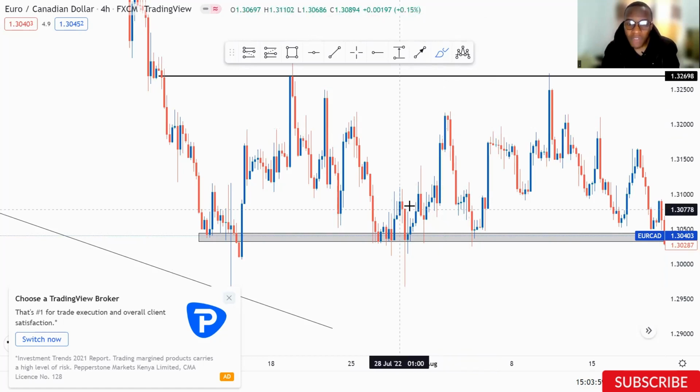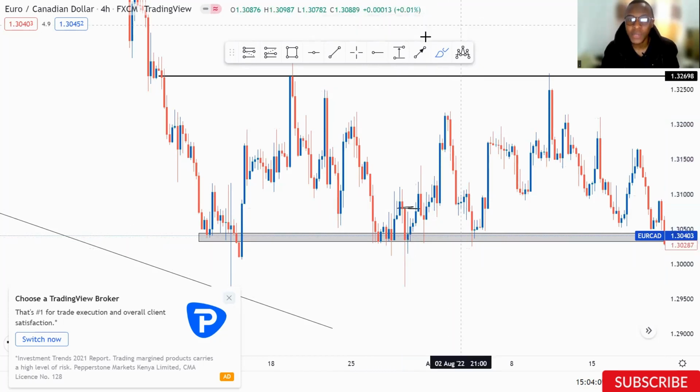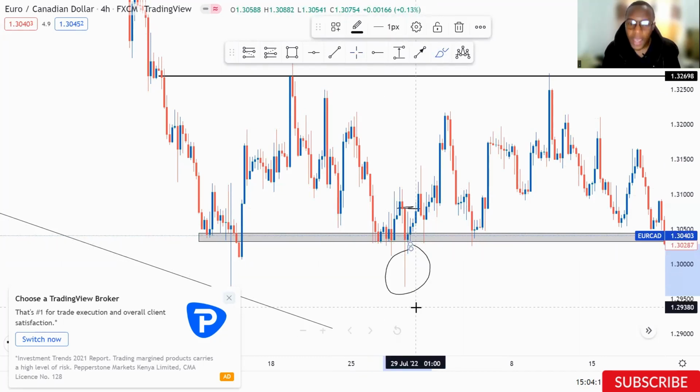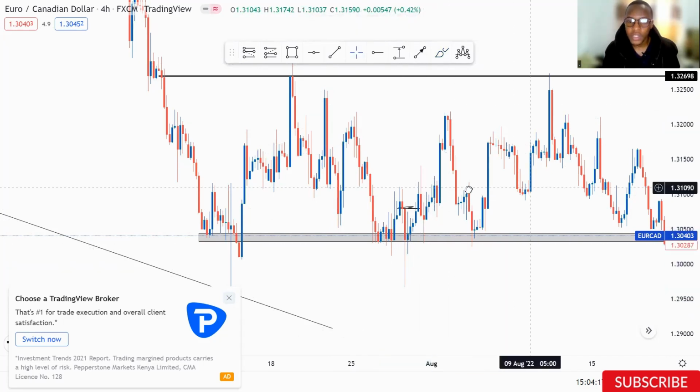After this candle, I would have entered a buy here, and then the market eventually did go to the upside. Alternatively, you would have caught the wick before the candlestick closed, and you would have made that amount of money towards the upside. So that is what it means.